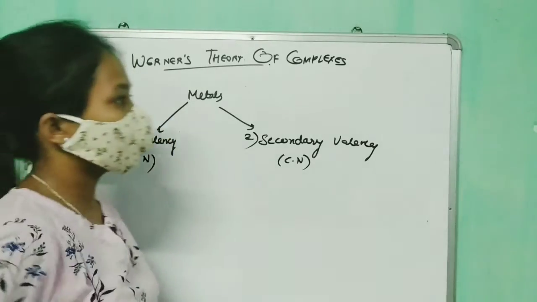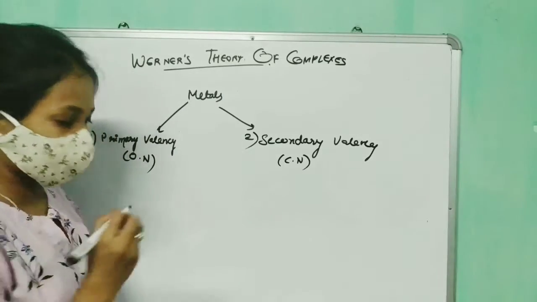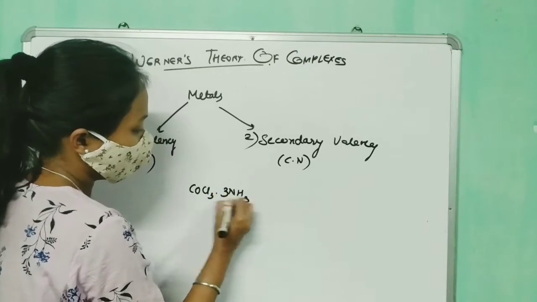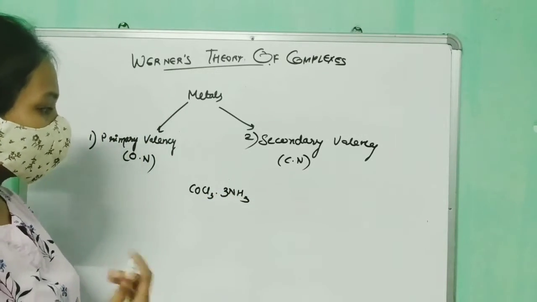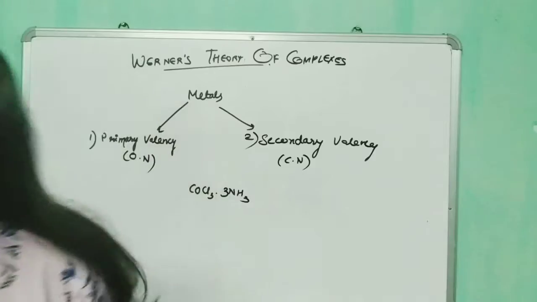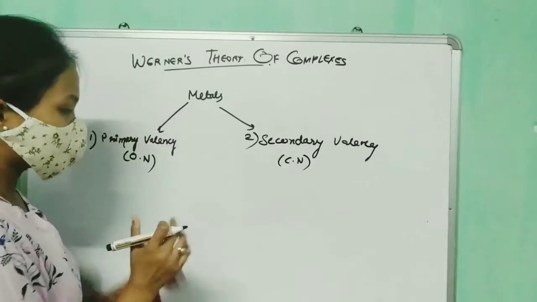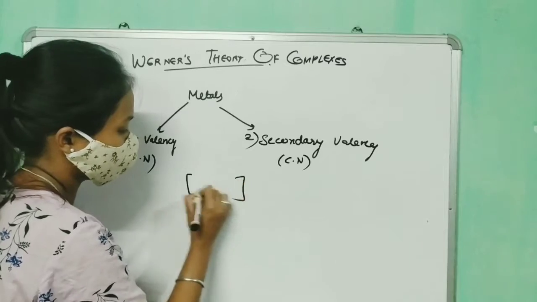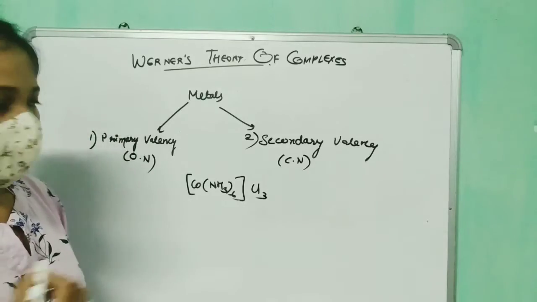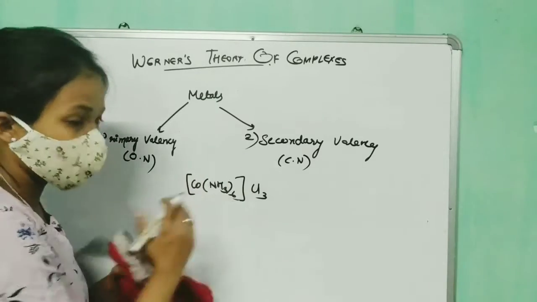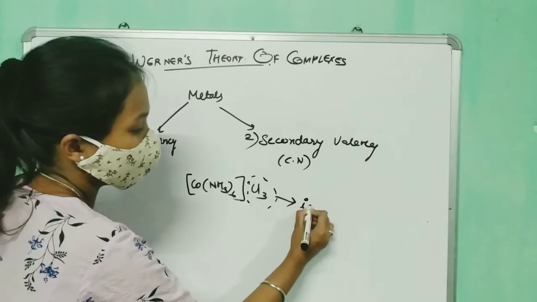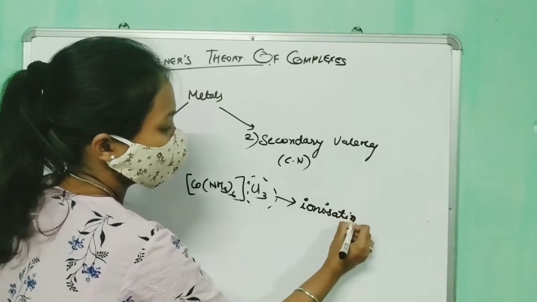So what he took was cobalt chloride with ammonia, and he did a lot of experiments. Before this I also want to discuss what a complex is. Suppose a complex has Co, NH3, and 3 chlorine outside. The ones present in the square bracket are your coordination sphere, and the ones present outside the coordination sphere are your ionization sphere.